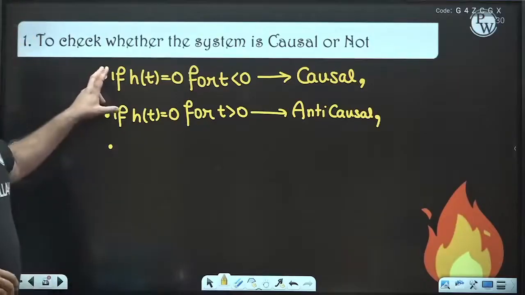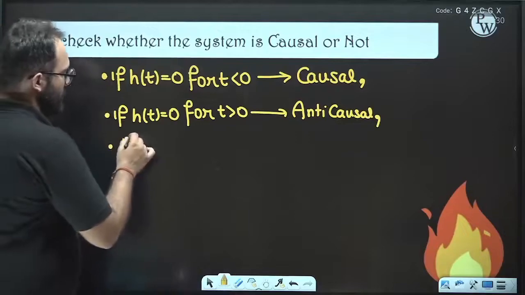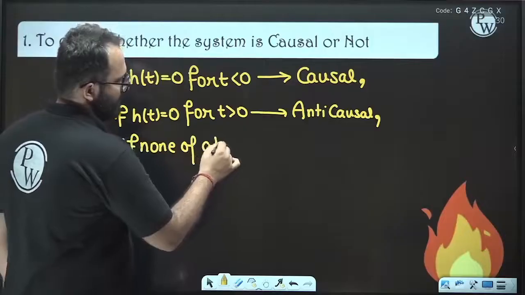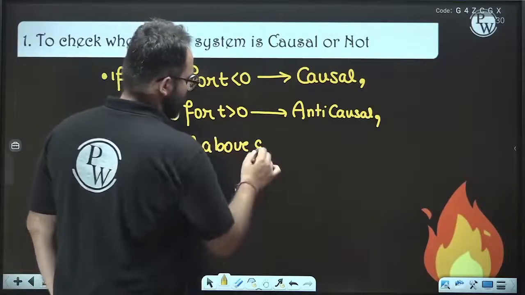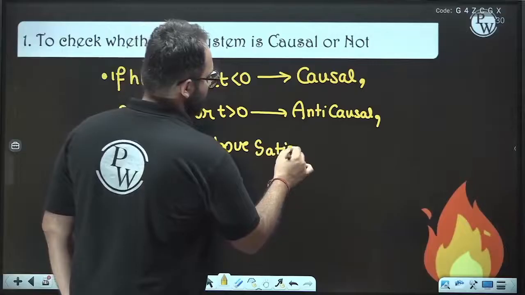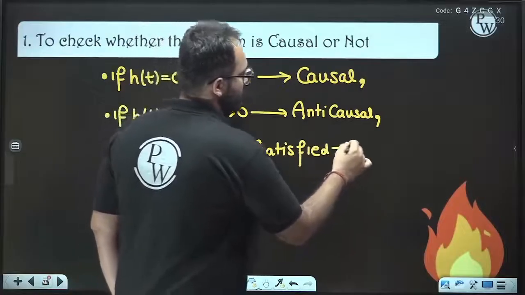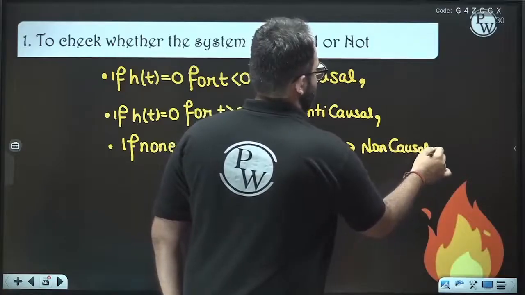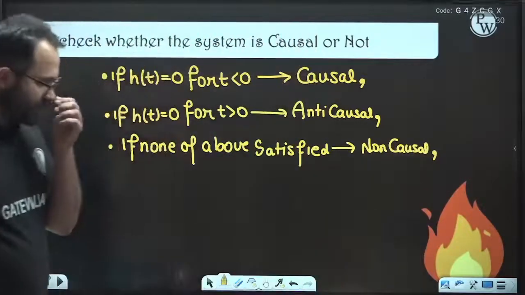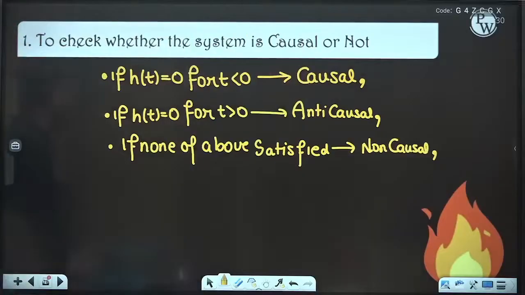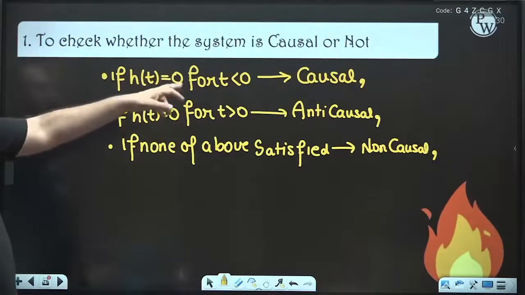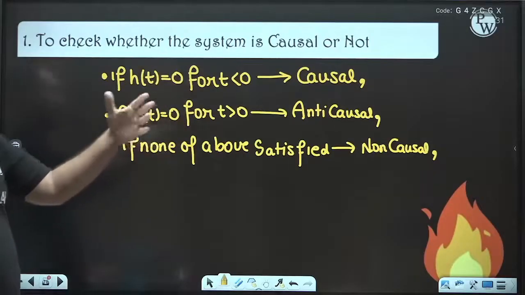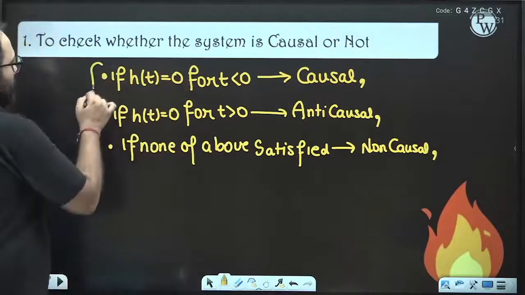If it is not satisfying these two properties, if none of the above is satisfied, then it is a non-causal system. So, h(t) is 0 for t less than 0, causal. h(t) is 0 for t greater than 0, anti-causal. If none of the above is satisfied, then it is a non-causal system. I hope all of you are able to get this.